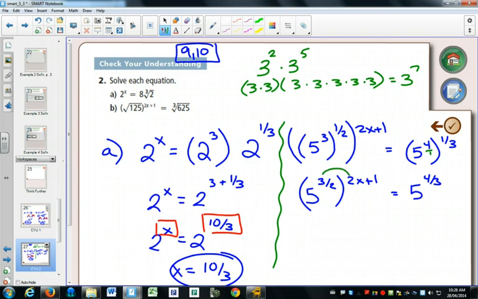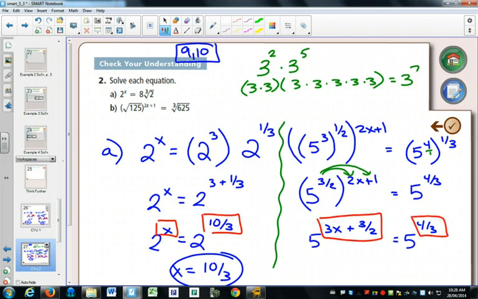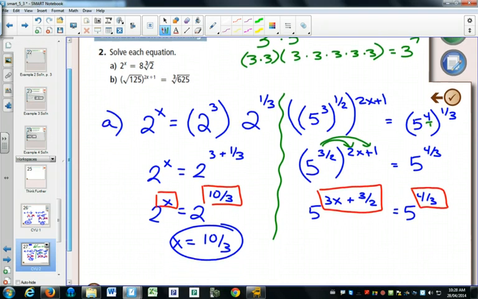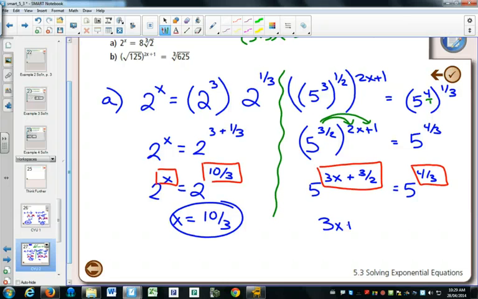And now I'm still going to need to distribute this 3 halves when I multiply through. 3 halves times 2x is going to be 3x, or 6 over 2, which is still 3. And 3 halves times 1 is 3 halves. And on the other side, I have 5 to the 4/3. So now we've got both sides as bases of 5, and so these two powers have to be the same. And so now we can write the fact that 3x plus 3 halves has to equal 4/3.